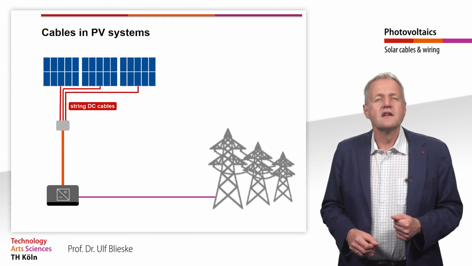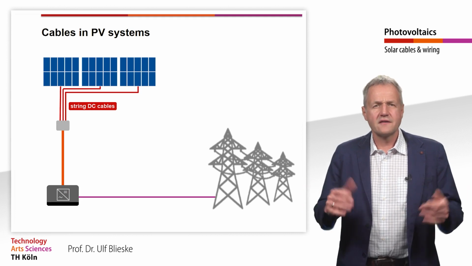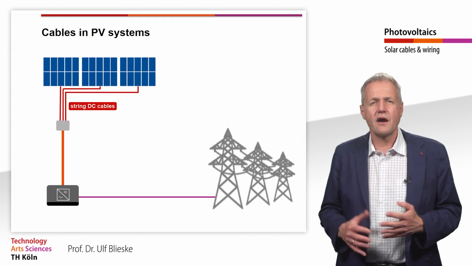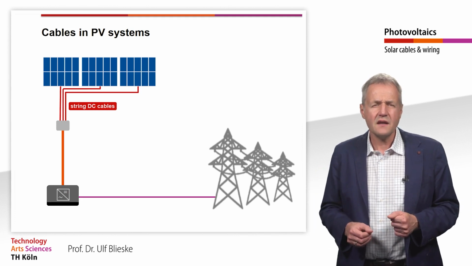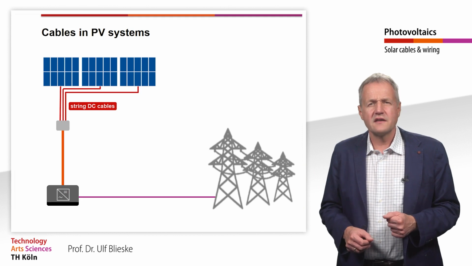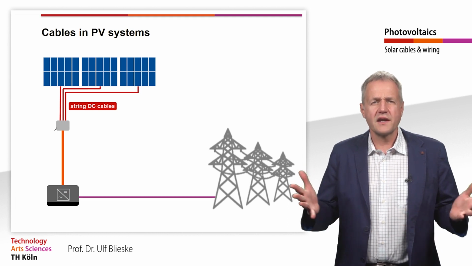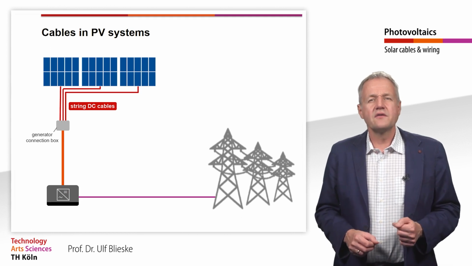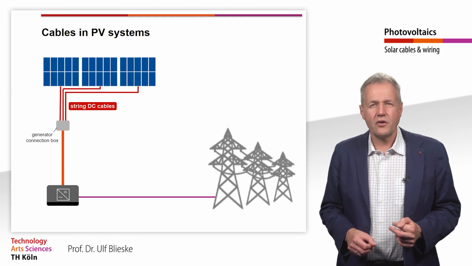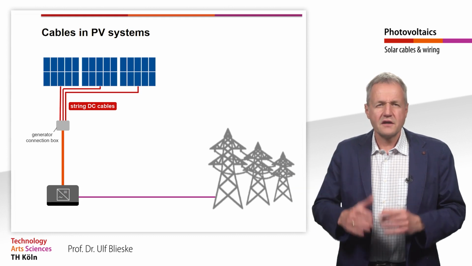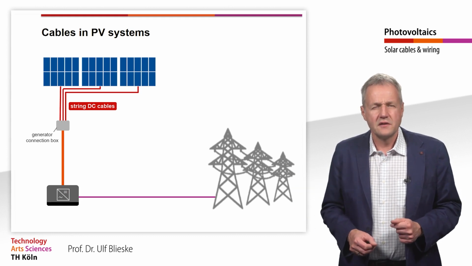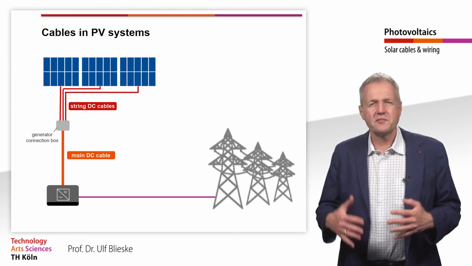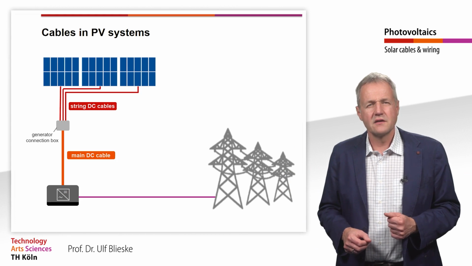In addition, the cables at this point in the systems carry a direct current, so they must be double insulated and only carry one wire. In some systems, there is a junction box in which the strings are connected in parallel. The current is then routed from the generator connection box to the inverter in the DC main cable. This cable is also a direct current cable and must be double insulated accordingly.